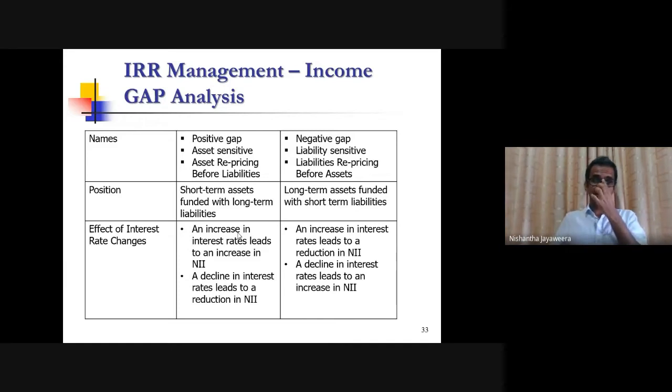When do we get a positive gap? When you have short-term assets funded with long-term liabilities. You have short-term assets funded with long-term liabilities. So basically, you have to roll over your assets. When an asset matures, you have to reinvest it. By the time you reinvest it, whether interest rates have gone up or gone down, that will have an impact on interest income.